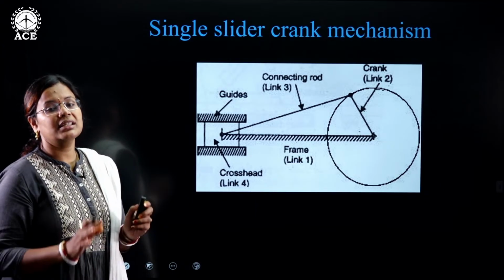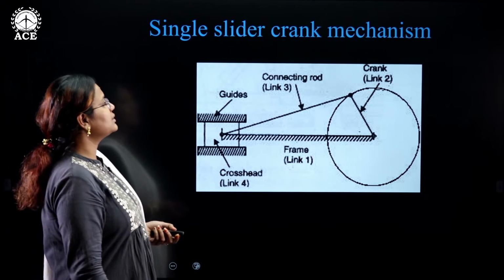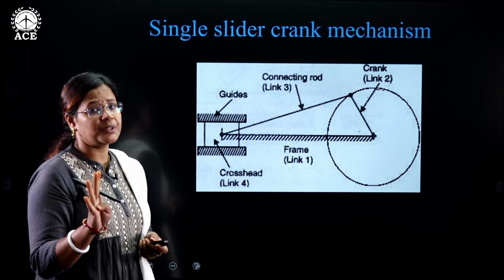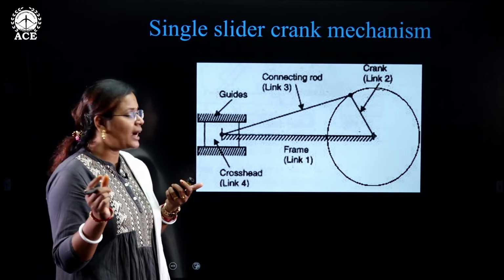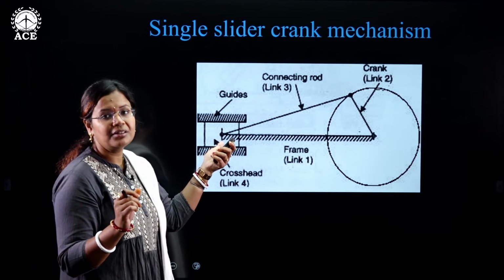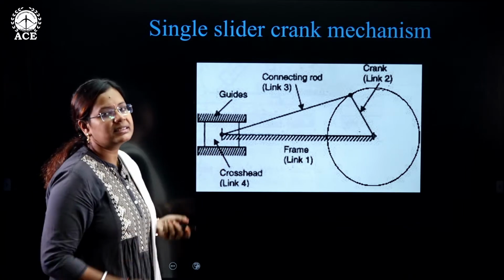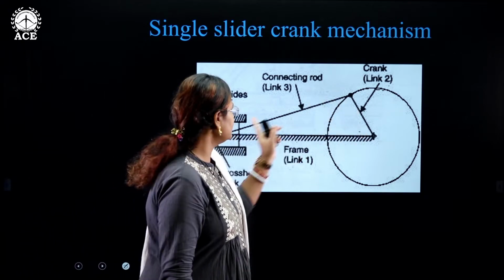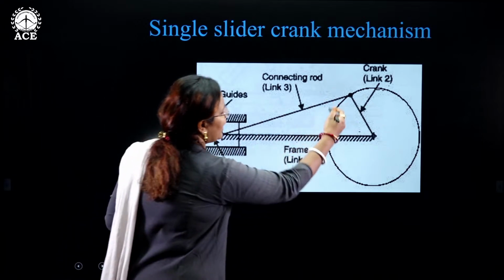Next comes the single slider crank mechanism. Let us see what a single slider crank mechanism is. Till now we have been seeing 4-bar mechanisms. Now if I replace one of the bars with a slider element, the same mechanism turns out to be a single slider crank mechanism. You can see a single slider and one crank. One slider is there and one crank is there.